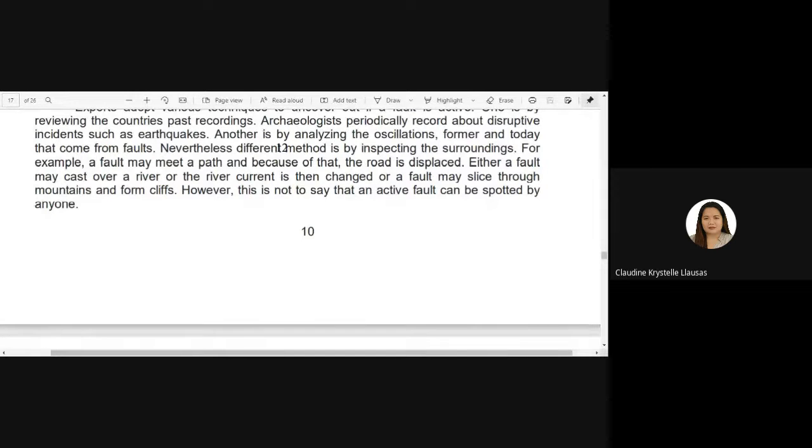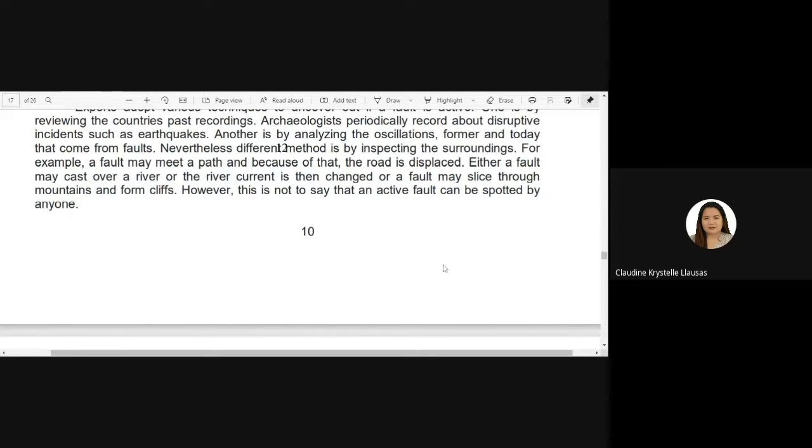Another different method is by inspecting the surroundings. For example, a fault may meet a path and because of that, the road is displaced. Usually roads that keep getting damaged, not just once, but repeatedly. Either a fault may cast over a river or the river current is then changed, or a fault may slice through mountains and form cliffs.